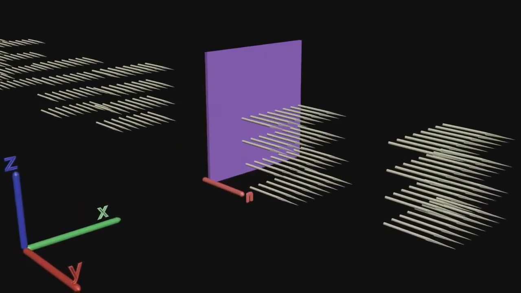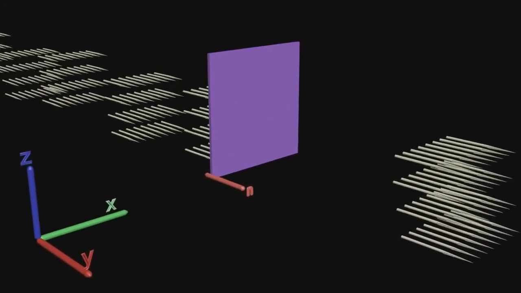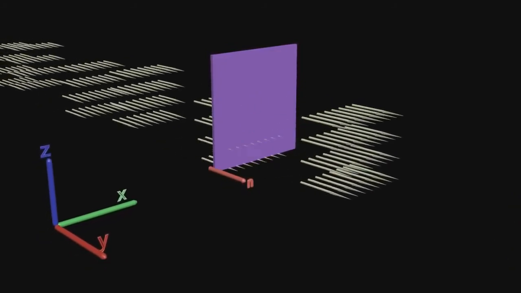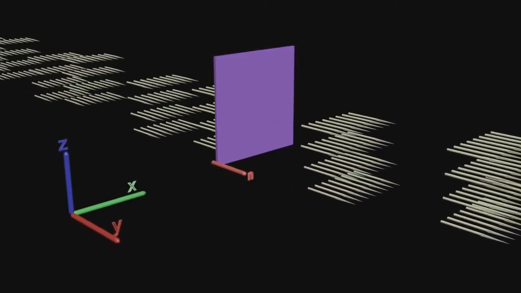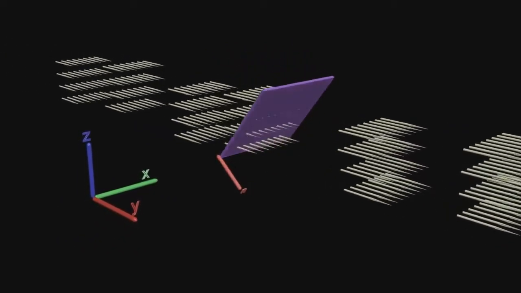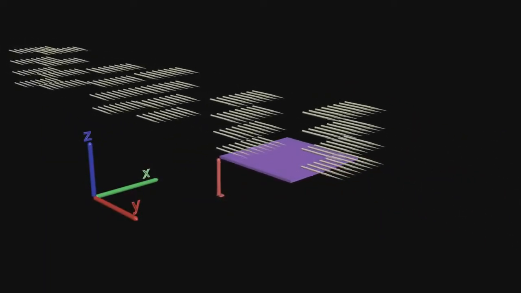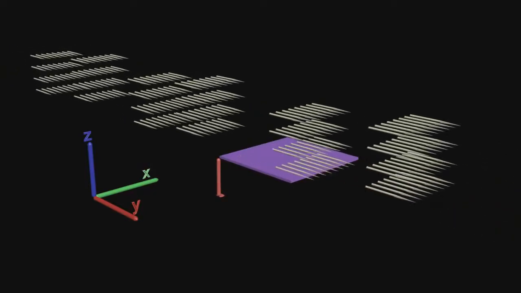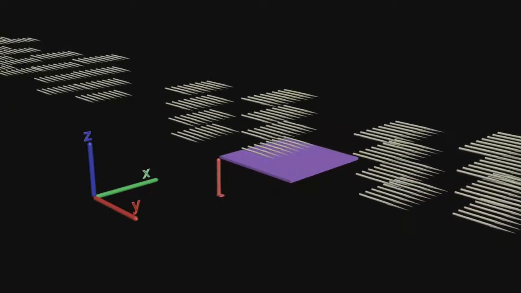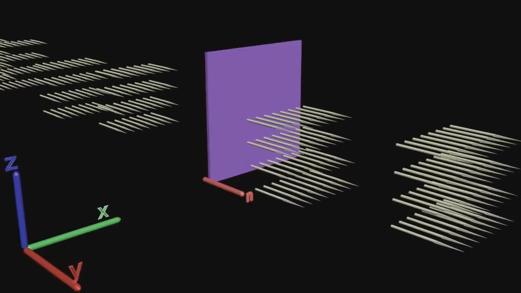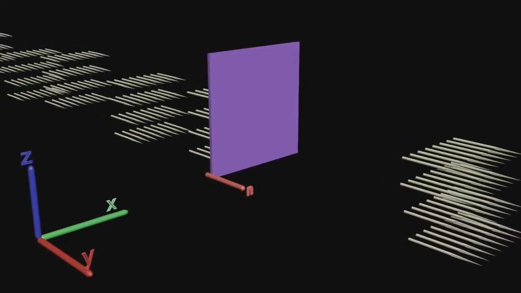To calculate the flux through a particular surface, multiply the surface area by the component of the electric field perpendicular to the surface. If the electric field is parallel to the surface, no field lines pass through the surface and the flux will be zero. The maximum flux occurs when the field is perpendicular to the surface.